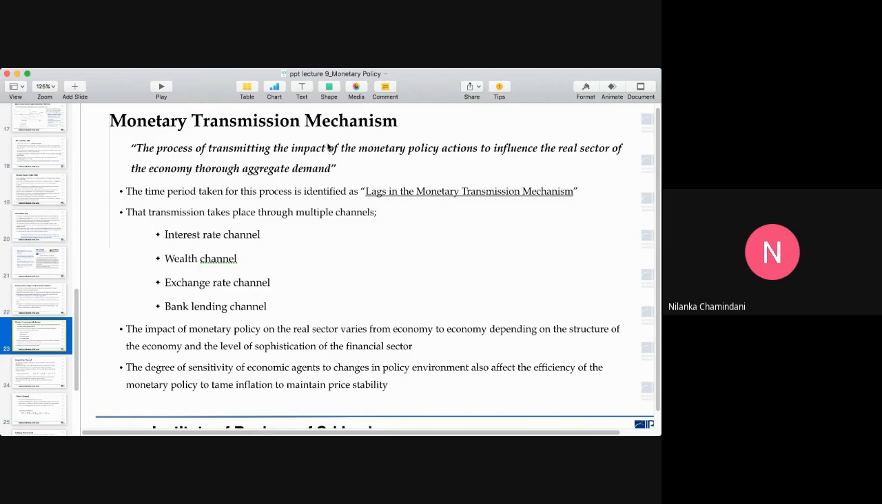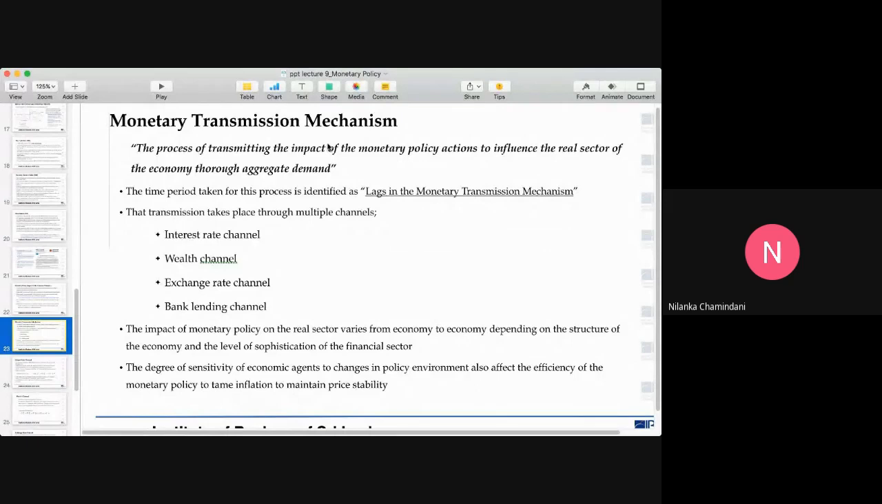The degree of sensitivity of economic agents to changes in the policy environment also affects the efficiency of monetary policy in taming inflation and maintaining price stability. This is a highly important thing, the sensitivity of economic agents. If we do not respond to the policy changes in the economy, it is very difficult. Even when all the market transmission mechanisms are in place, when the central bank announces the monetary policy, if we are sensitive and react accordingly, it has a big impact. It can actually accelerate the impact.